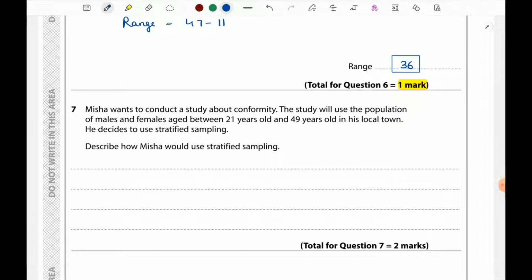Okay, coming to question 7. Misha wants to conduct a study about conformity. The study will use the population of males and females aged between 21 years and 49 years old in his local town. He decides to use stratified sampling. Describe how Misha would use stratified sampling.